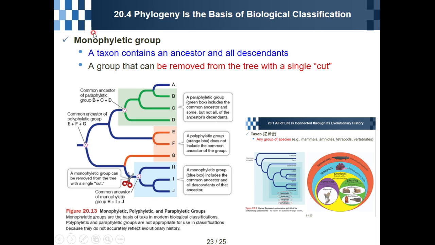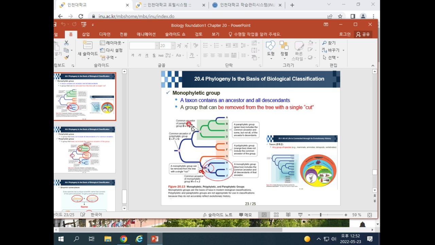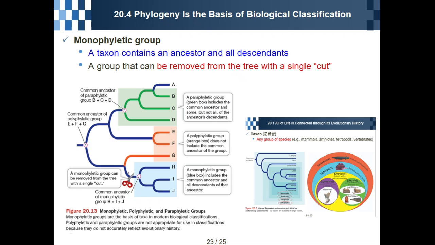Now we will go to the fourth subject. Phylogeny is the basis of biological classification. Now we have to know what a monophyletic group is, and also what a paraphyletic group is, and also what polyphyletic groups are. Let me start with the monophyletic group.